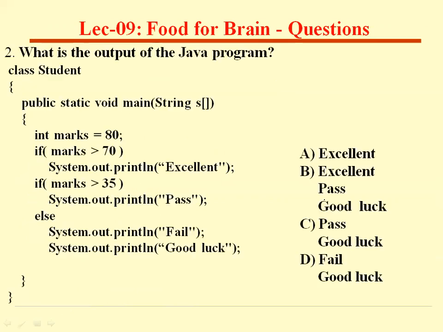Next, there is another food for brain question. Output of this program. Say int marks 80, marks greater than 70, and this is the code. Please go through the code, pause the video, look into the code, and these are the options, and select the correct option and send your answer in the comment section.